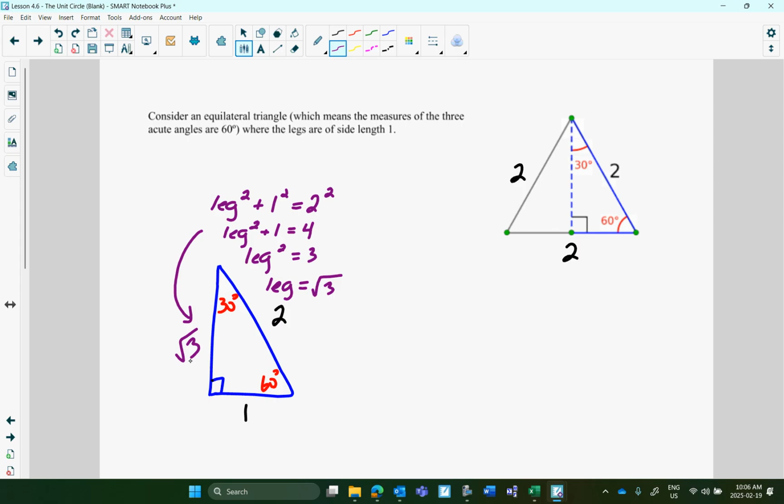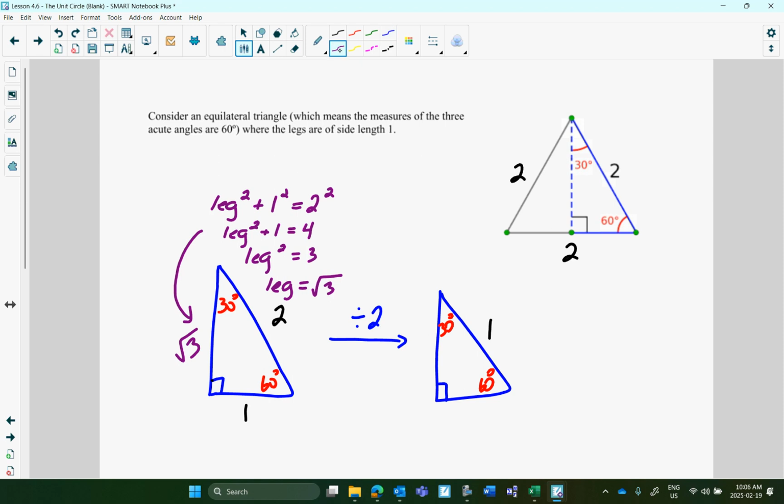But remember what I said. I want a right triangle where this is still 30 up top here, this is still 60 down to the right here, but this becomes 1. I'm making it proportionally smaller. What must I divide this triangle by to get this one? 2, because 2 divided by 2 is 1. So I must divide everything by 2.